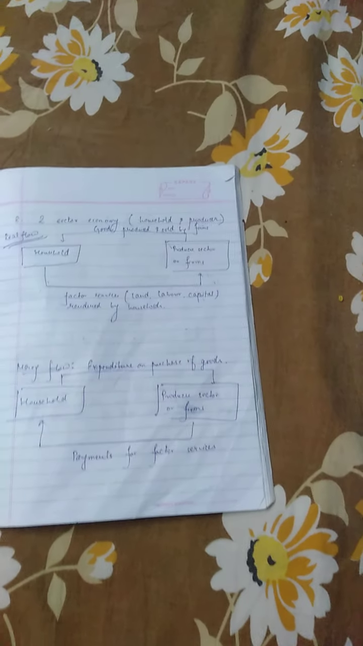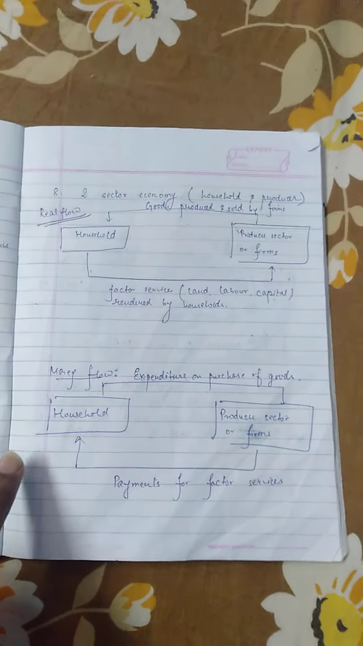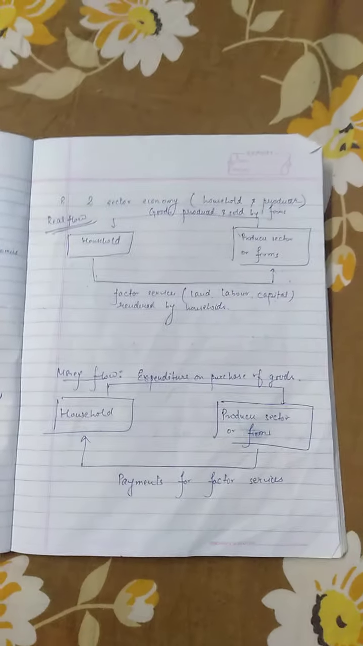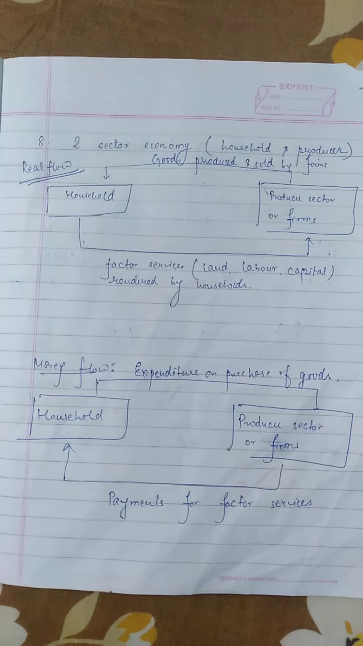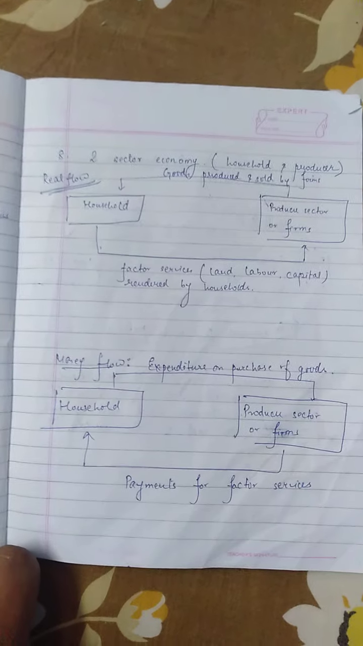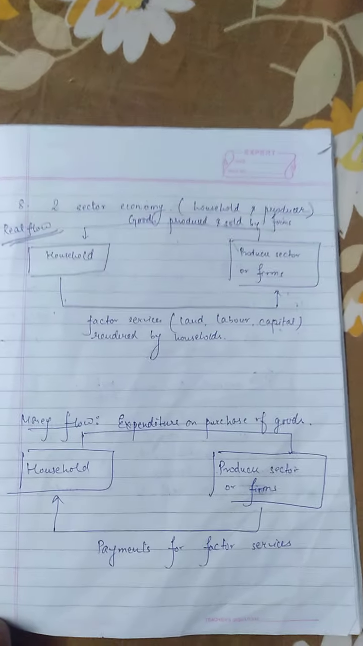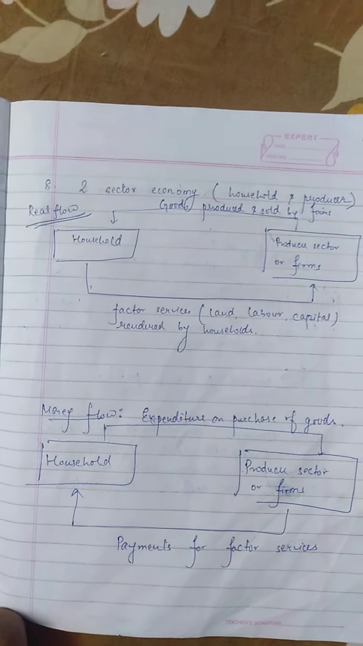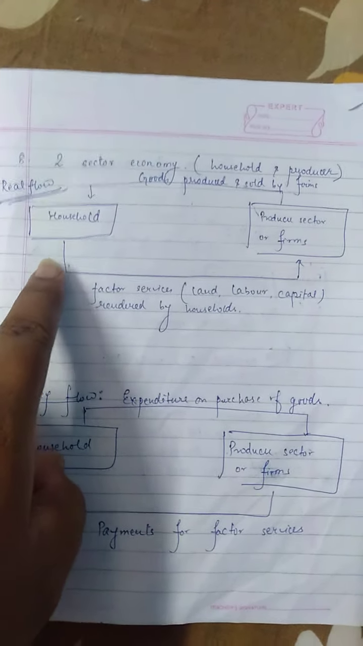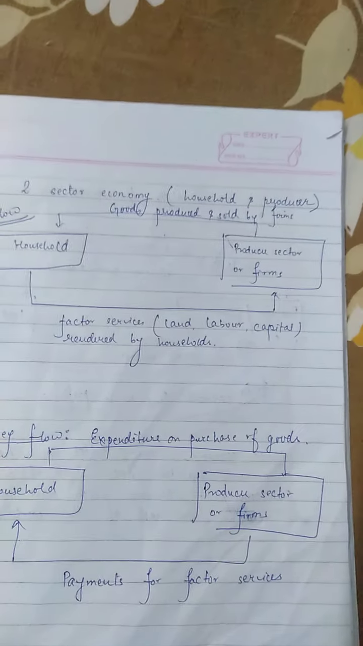Today we are going to understand the diagrammatic presentation of real flow, and this you can see is the diagrammatic presentation of money flow. As I have already stated, real flow is the flow of goods and services and money flow is the flow of money between these two sectors. Let's try to understand the diagrammatic presentation in real flow. Now you can see over here the two sectors in real flow, household and the other one, producer.